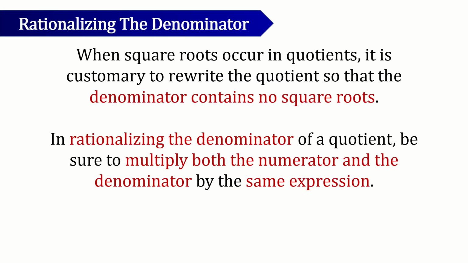Alright, so for rationalizing the denominator, when a square root occurs in a quotient, it is customary to rewrite the quotient so that the denominator contains no square root. In rationalizing the denominator of a quotient, be sure to multiply both numerator and denominator by the same expression.